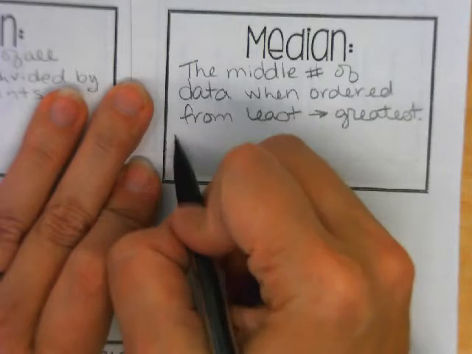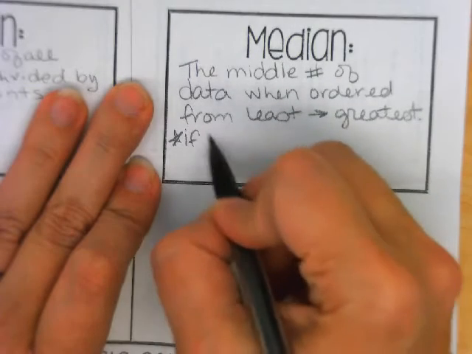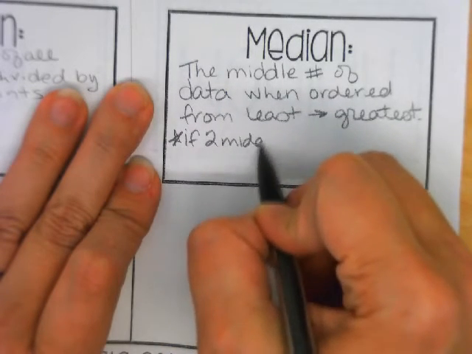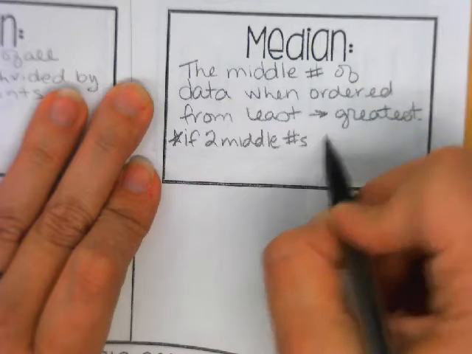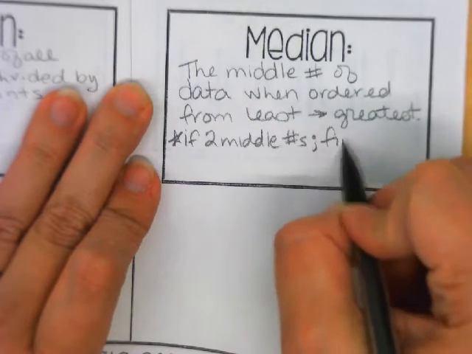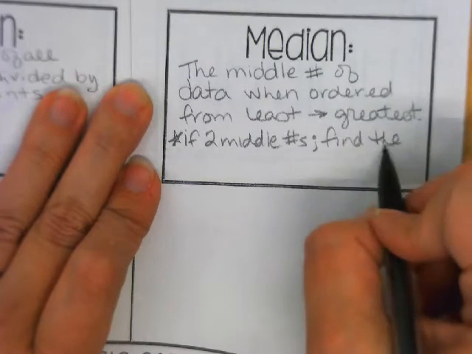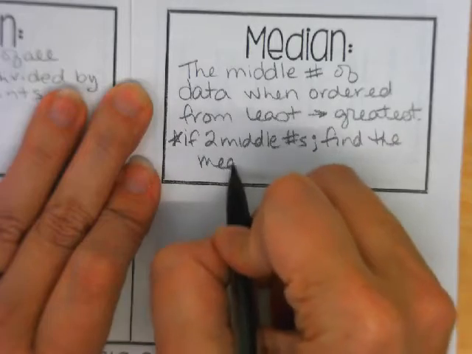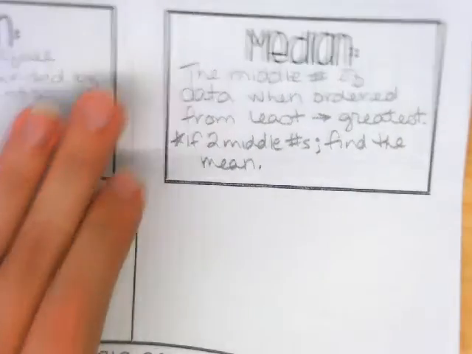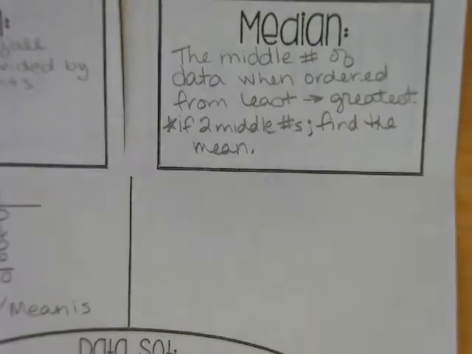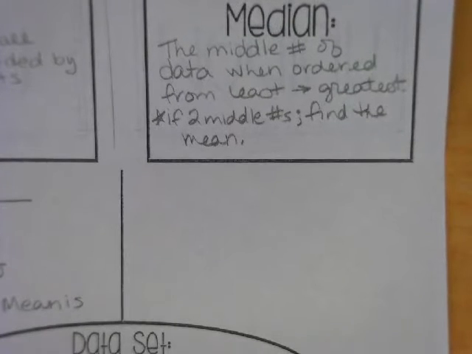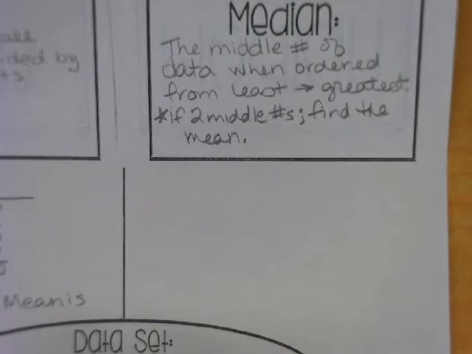I'm going to put a little star here. If two middle numbers, find the mean. Okay, and we happen to have an even set of data, so we will have two middle numbers. But the key here is that you have to put the numbers in order from least to greatest first. And if you look at our example set, they have done that for us. That's very nice of them. Most of the time they won't.